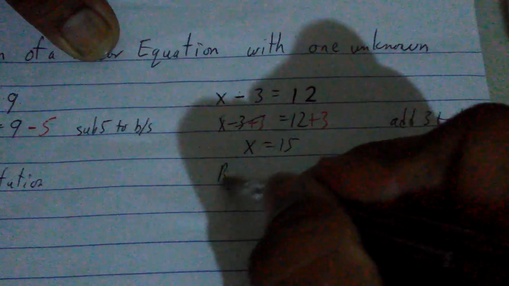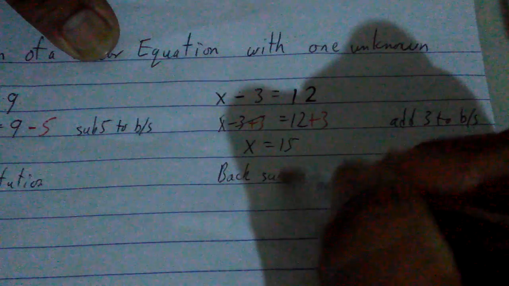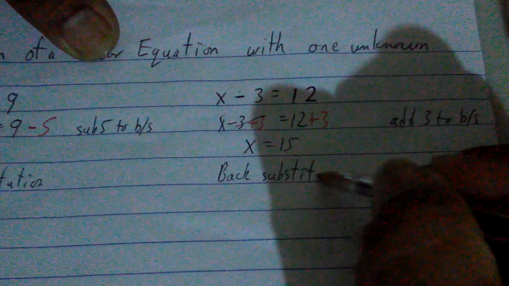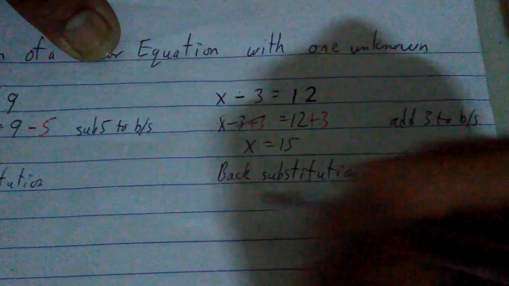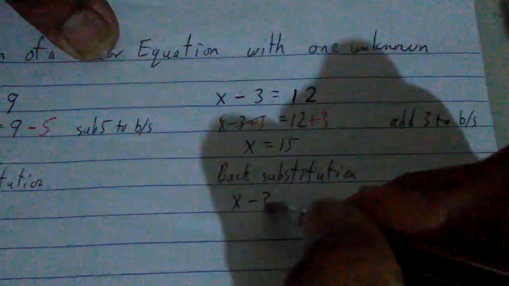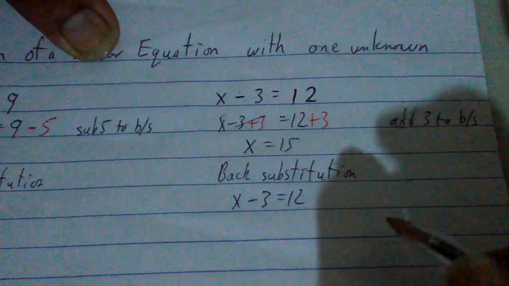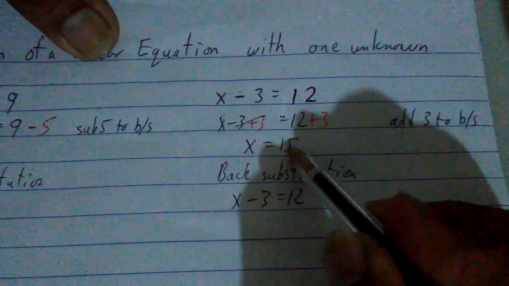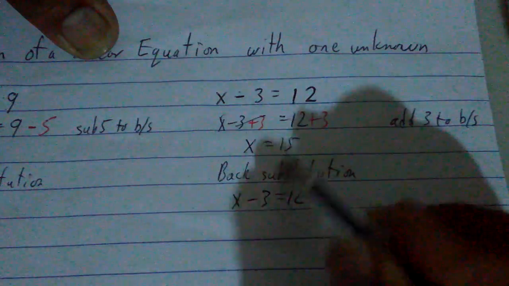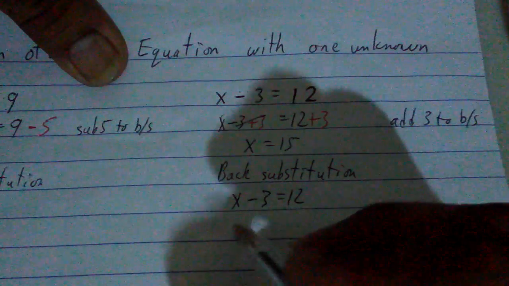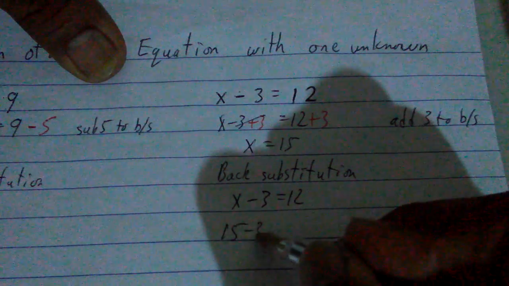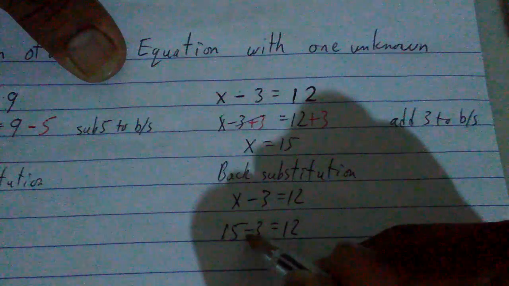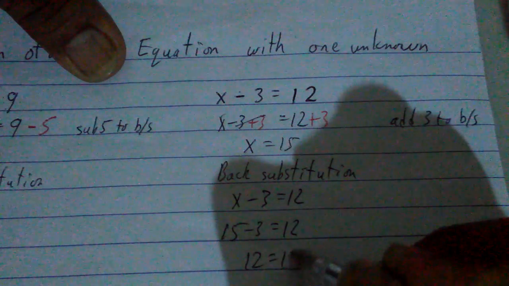So we do a back substitution. In back substitution, we write over the equation that we started with, and since x is equals to 15, we're going to substitute the value of 15 wherever we see an x in the equation. So it becomes 15 minus 3 equals 12. 15 less 3, that's 12, is equals to 12.